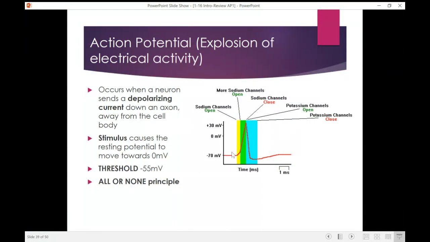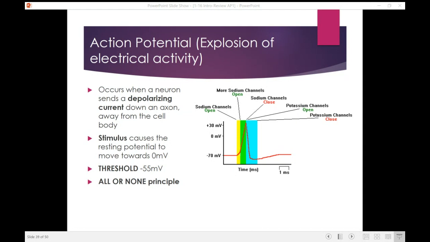So we're sitting down here right at negative 70-ish, okay, and we get a stimulus, and when that stimulus happens, we're going to open up some sodium channels. Then once we hit a threshold of about negative 55 millivolts, we're going to open up even more sodium channels, right? The first sodium channels are what are called ligand-gated sodium channels. Ligand-gated means that something had to bond to them to open. Then these more sodium channels opening are voltage-gated sodium channels, okay? They're going to open, and we're going to keep having more and more sodium flooding in.